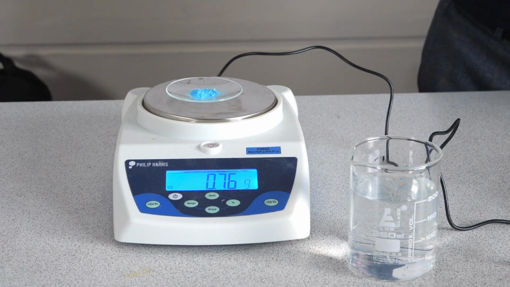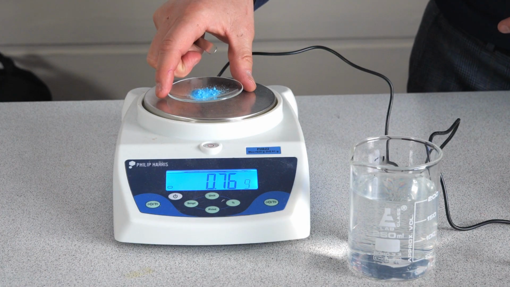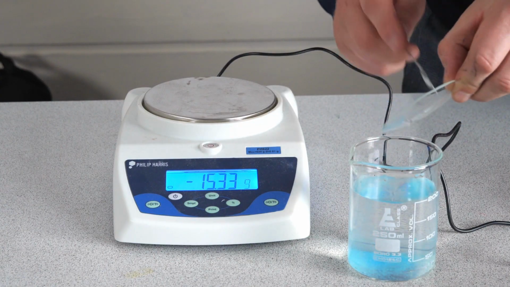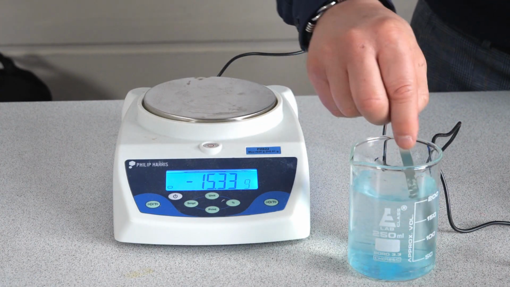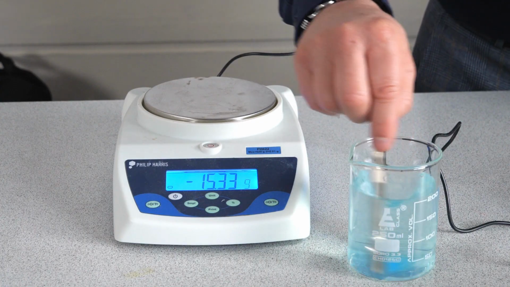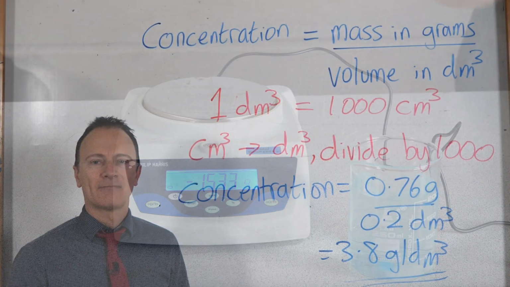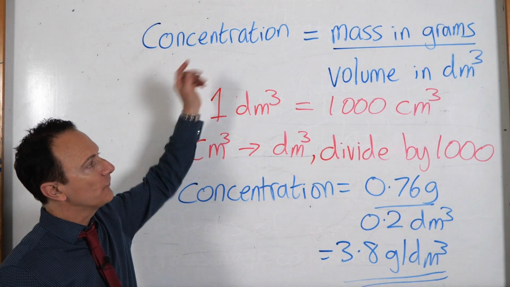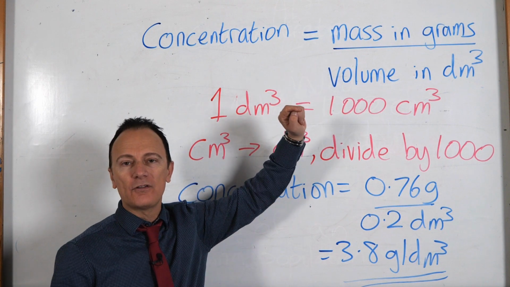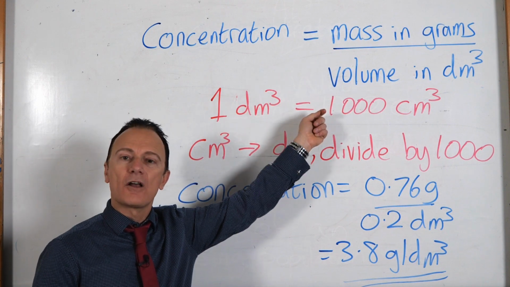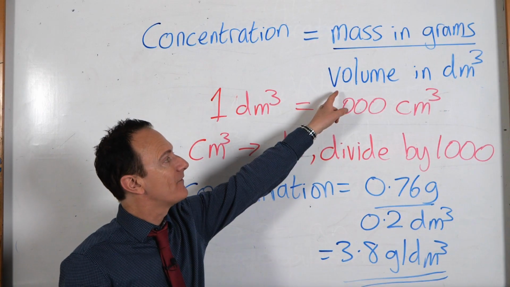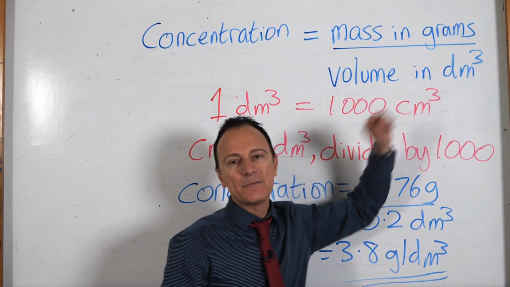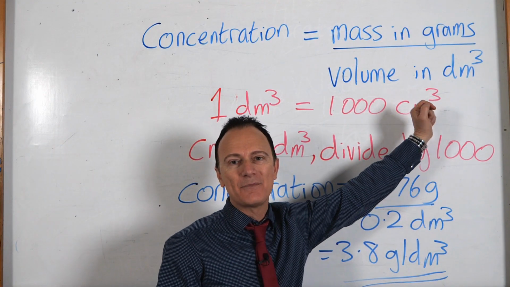I'm going to make up a copper sulfate solution by dissolving 0.76 grams of copper sulfate into 200 centimeters cubed of water. And then I'm going to show you how we could calculate the concentration of this solution. To work out the concentration of that solution, we need to remember the formula. Concentration is the mass of the solute in grams, so that's the mass of the copper sulfate powder that I put in, divided by the volume of the solvent, in this case the water, in dm cubed. So that's the important part, it's in dm cubed.